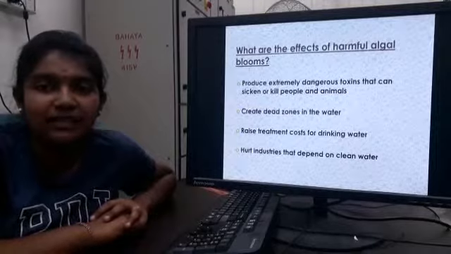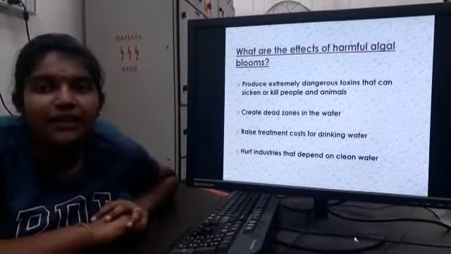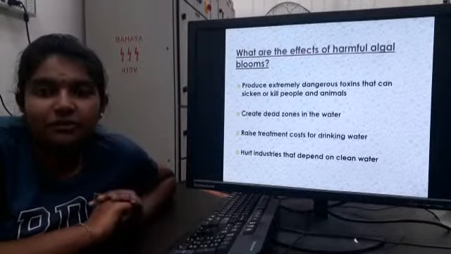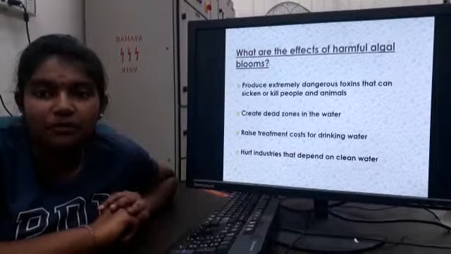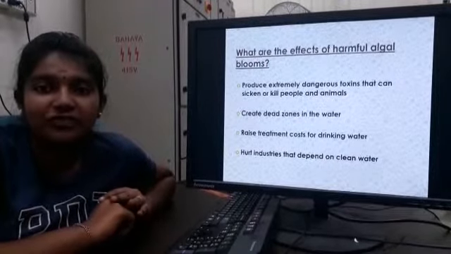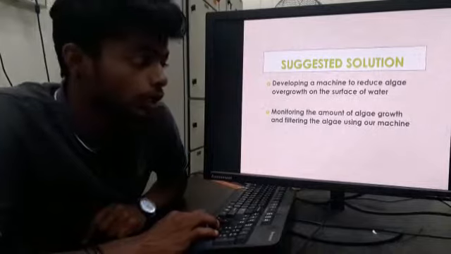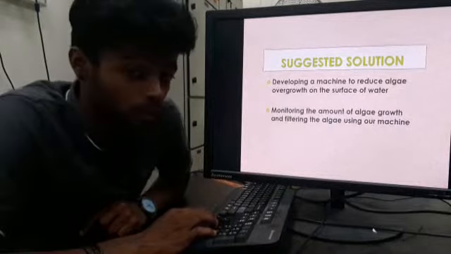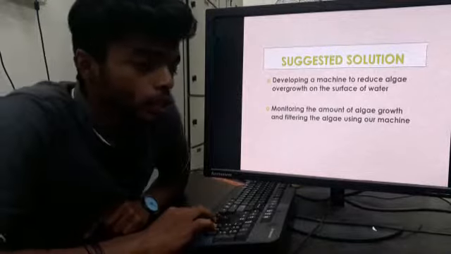Harmful algae blooms need sunlight, slow-moving water, and nutrients, mainly nitrogen and phosphorus. Nutrient pollution from human activities makes the problem worse, leading to more severe blooms that can occur more often. The suggested solution is developing a machine to reduce algae overgrowth on the surface of water, which can monitor the amount of algae growth and filter the algae using our machine.